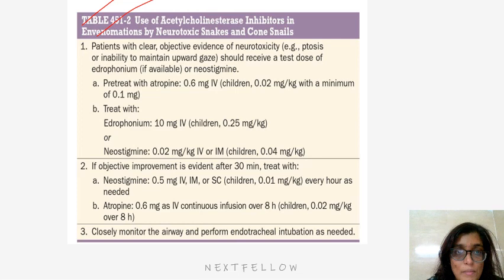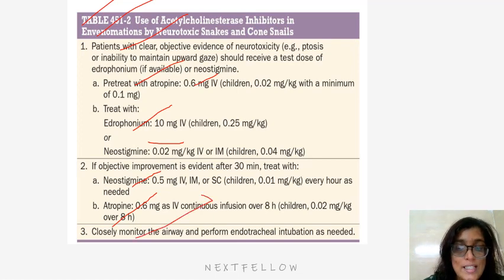Use of anticholinesterase inhibitors in envenomations by neurotoxic snakes and cone snails. Patients with clear objective evidence of neurotoxicity, such as ptosis and inability to maintain upward gaze, should receive a test dose of edrophonium if available. Pre-treat with atropine 0.6 mg IV. Treat with edrophonium 10 mg and neostigmine 0.02 mg per kg IV or IM. If objective improvement is evident after 13 minutes, treat with neostigmine 0.5 mg IV, IM or subcutaneous every hour as needed. Atropine 0.6 mg as IV continuous infusion over 8 hours. Closely monitor the airway and perform endotracheal intubation as needed.